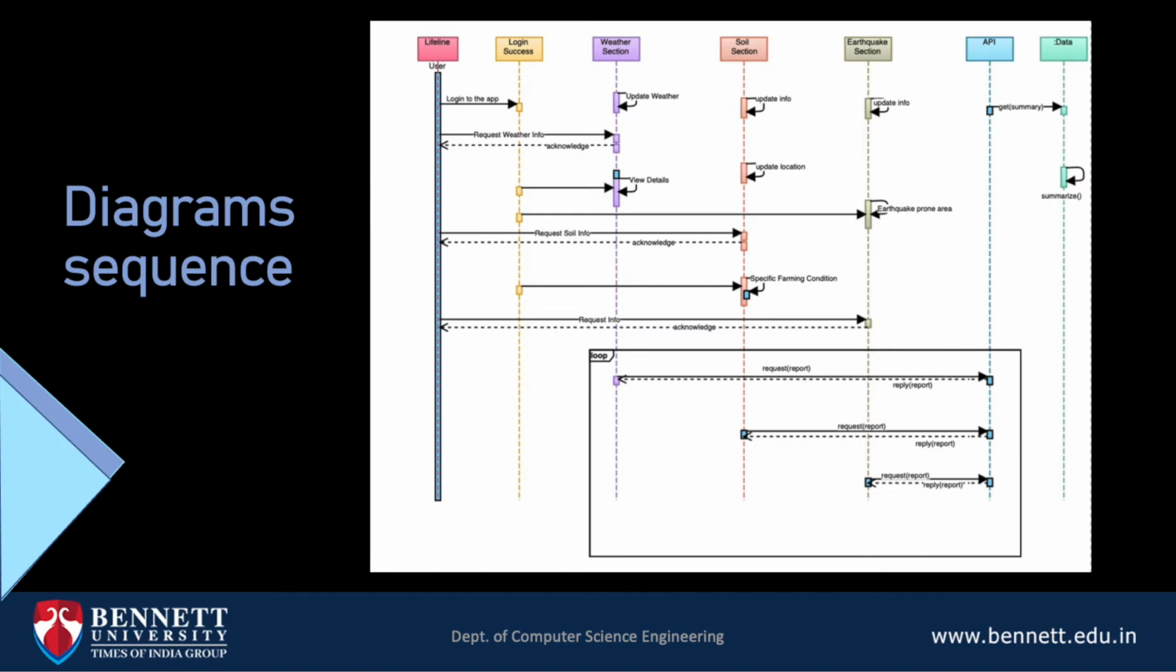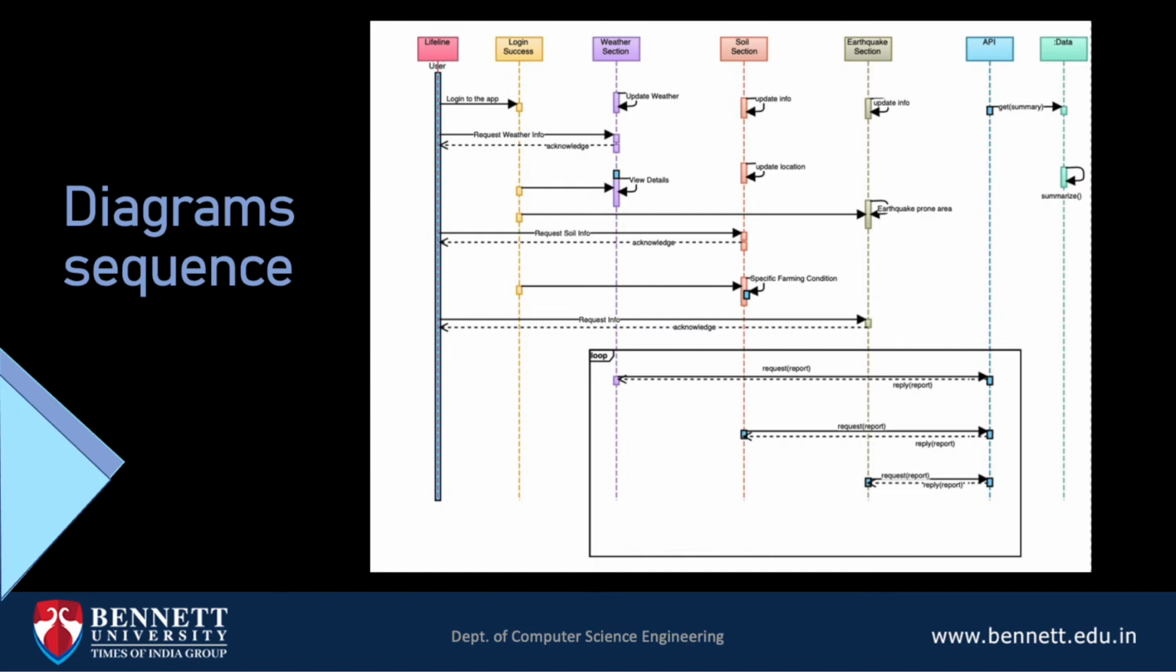We have repetitive messages such as checking of the earthquake prone areas. Then we have view details in case of the weather section, and specific farming conditions in case of the soil section. Logging to the app gives us a login success as a message. It's a synchronous message, as you can see.